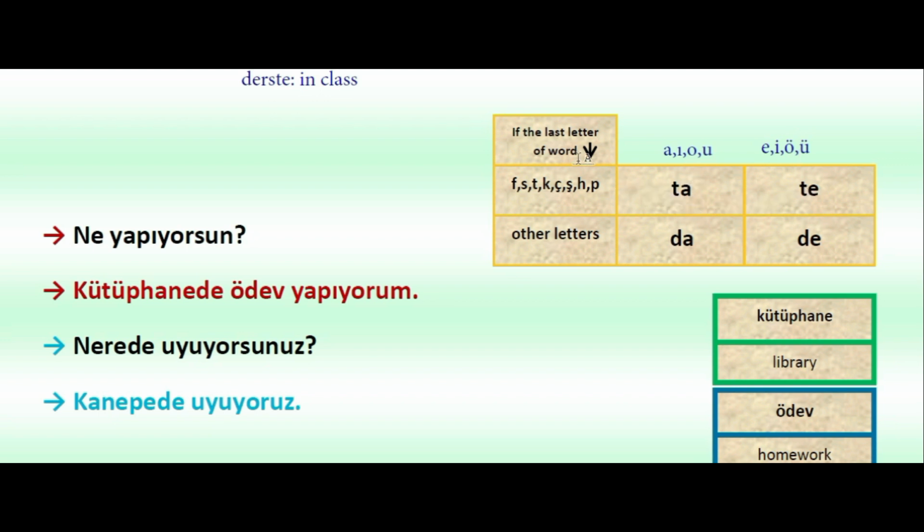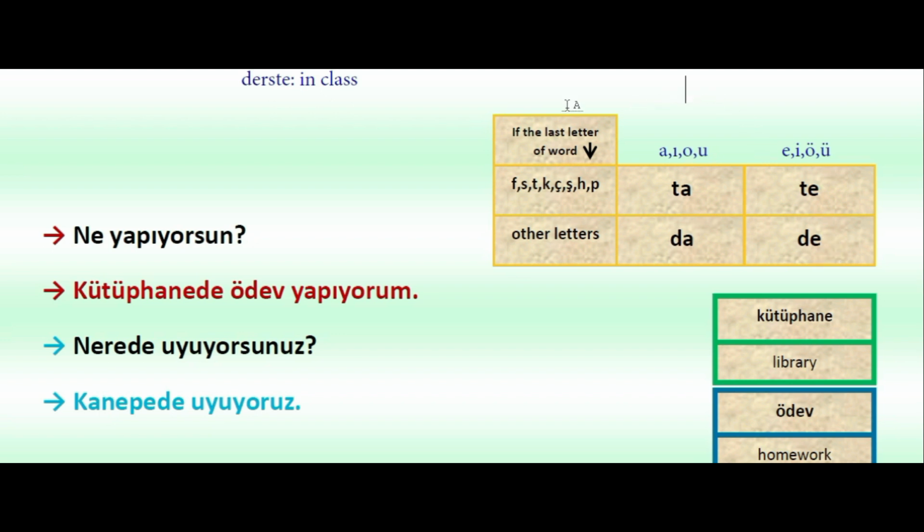So we have two filters. We are checking the last letter firstly, and later we are checking the last vowel. And according to the last vowel, we are using ta or te. And when the last letter of the word is not one of these strong consonants, in that case we can use da or de. And later we are checking the vowel harmony rule. After a, ı, o, u we can use da, and after e, i, ö, ü we can use de.